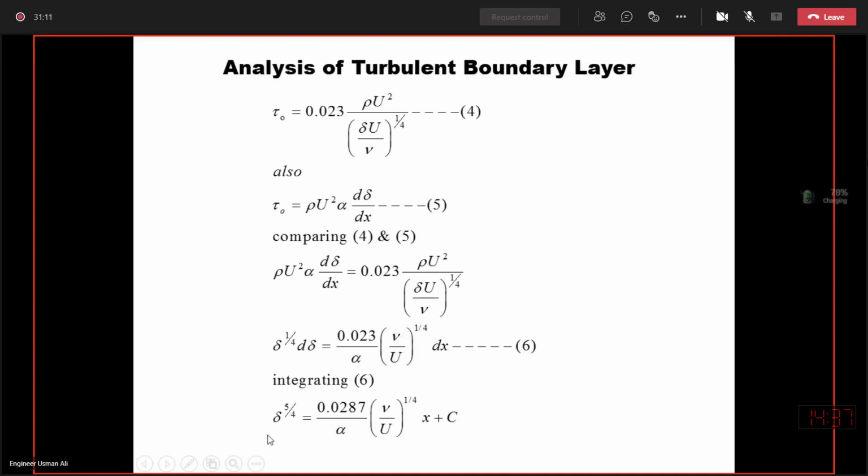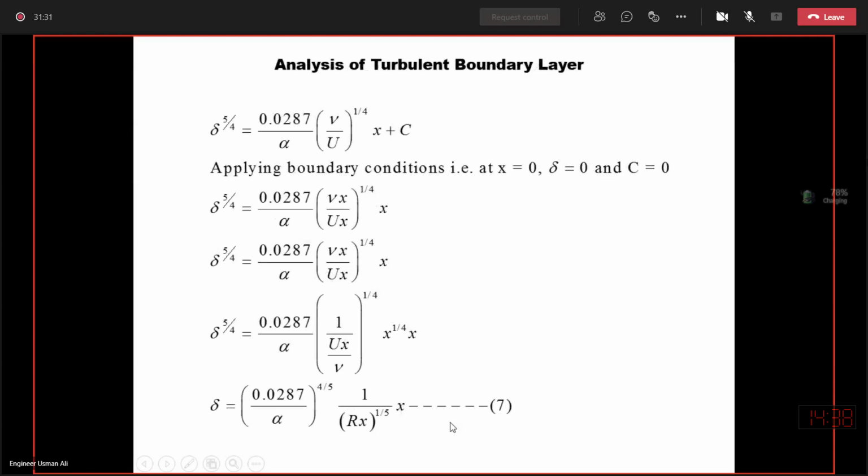If you integrate it, integration of del power 1 by 4 will be 1 by 4 plus 1 over 1 by 4 plus 1, so it will be 5 by 4. That 5 by 4 will come over here and multiply with this, so it will be 0.0287 over alpha, and this will be nu over u power 1 by 4. And integration of dx will be x plus c. Again, putting the boundary conditions, at x is 0, del is 0, and c will also be 0 in this equation.